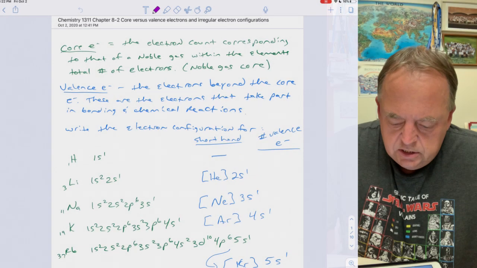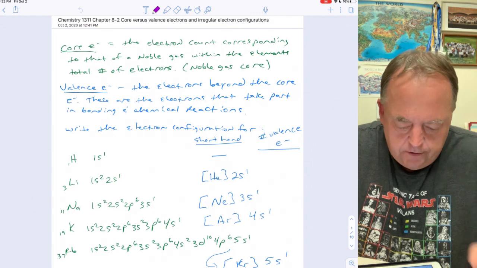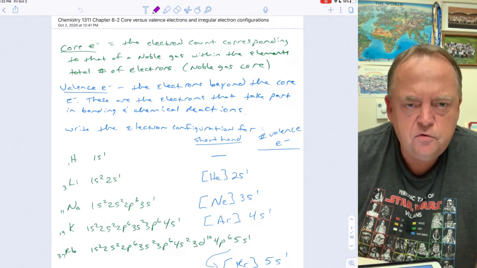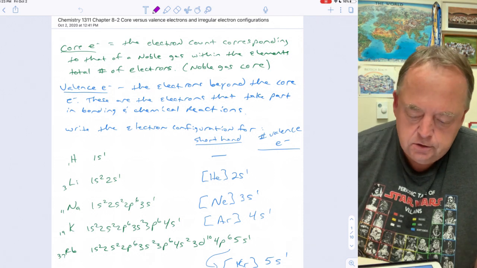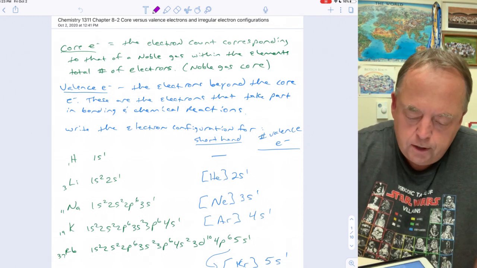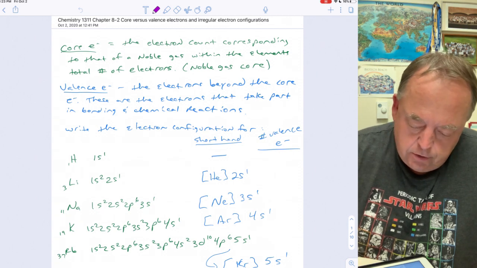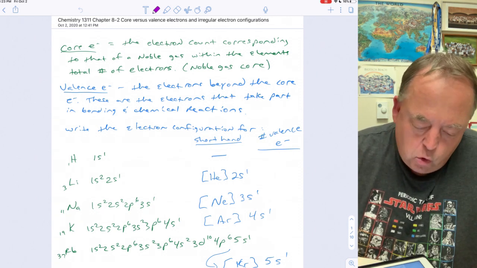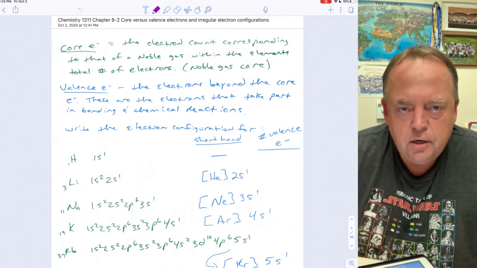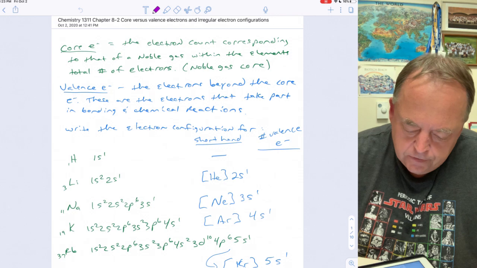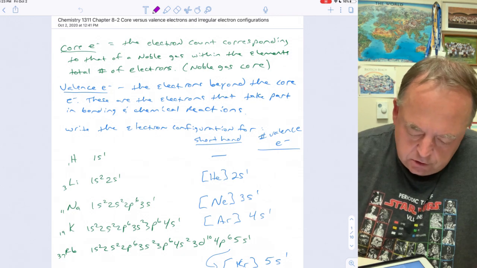Okay, so this will be the second lecture out of Chapter 8. In this lecture, we'll start out talking about the concept of core electrons and valence electrons. We talked a little bit about core electrons in the first lecture from Chapter 8. That's the electron count corresponding to the number of electrons in a noble gas within the element's total number of electrons. So we'll work some more examples, make sure that makes sense.